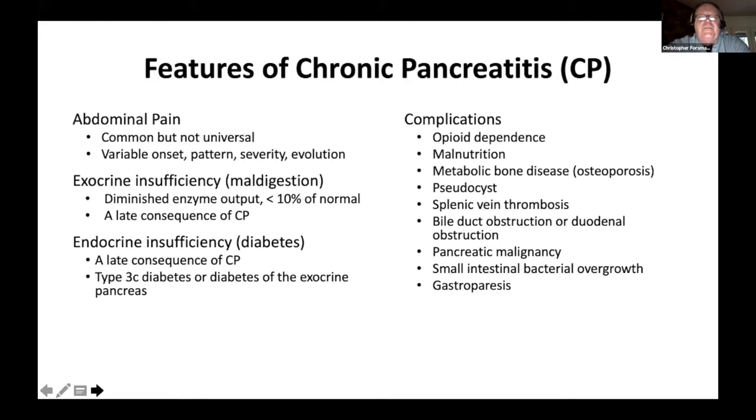It's neither type 1 nor type 2 diabetes. It's called type 3C diabetes, or also diabetes of the exocrine pancreas, and it's an area of intense research interest these days. And then there are a variety of complications that might need medical therapy.